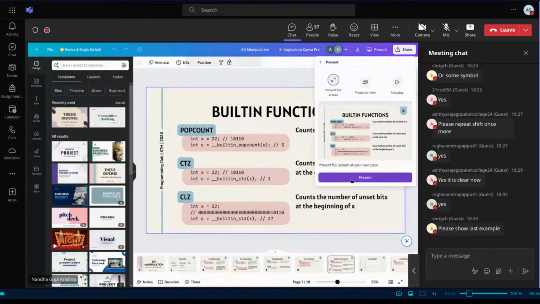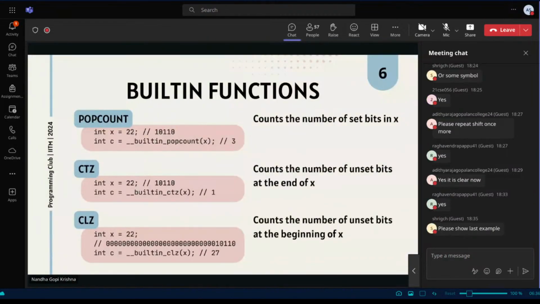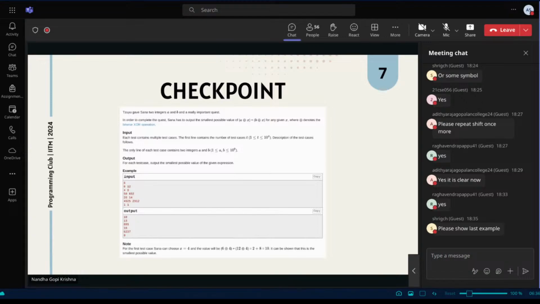As I said before, if you're using C++20 or higher, these functions are built into the standard library with largely similar names. Popcount is popcount, count trailing zeros is countr_zero, and count leading zeros is countl_zero. You can learn more about it at the resource link I provide at the end. Okay, now here's a question for you guys to try.